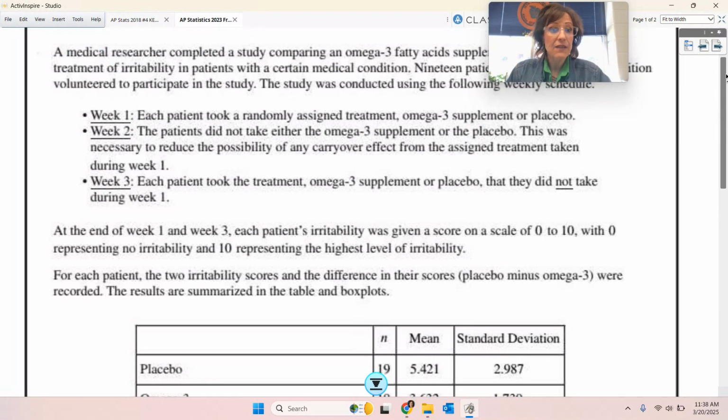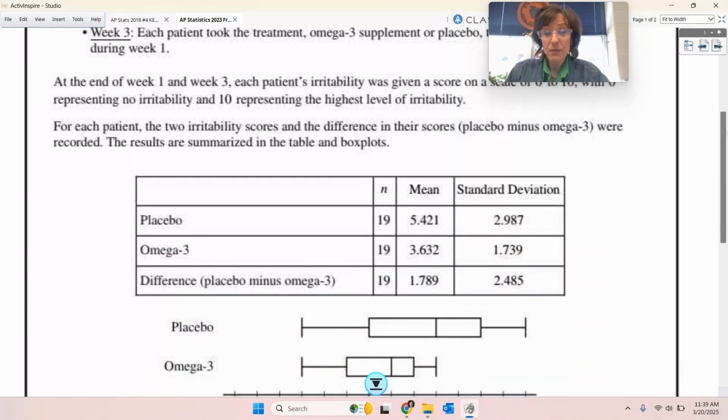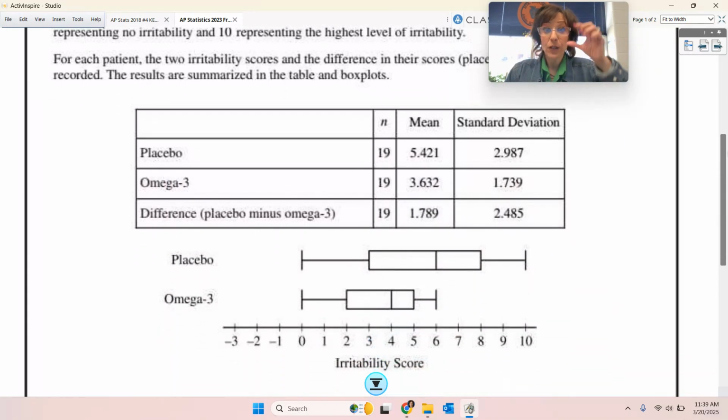But what happens is, if you read this section here, you can see that in week 1, the subjects were randomly assigned to take either the placebo or the omega-3, and then they waited, and then in week 3, they got the other treatment. That means that was a crossover design. So each subject was its own matched pair. And therefore, we're interested in the average difference between how they did on the two different treatments, the placebo and the omega-3.